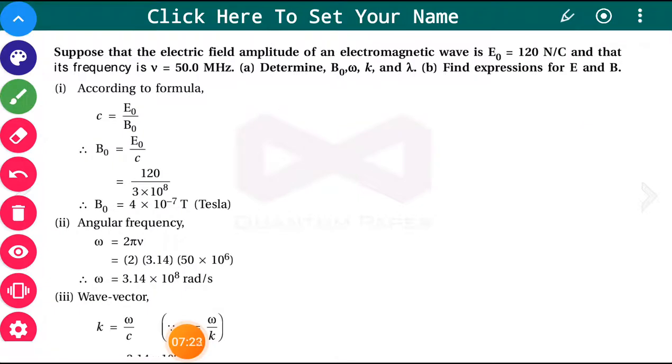Now 8.8. Suppose that the electric field amplitude of an electromagnetic wave is E0, that is 120 Newton per coulomb, and the frequency is 50 megahertz. We want to calculate B0, omega, k and lambda. Okay, and we want to find the expression of E and B. Easily it can be done by using the characteristics of electromagnetic waves.